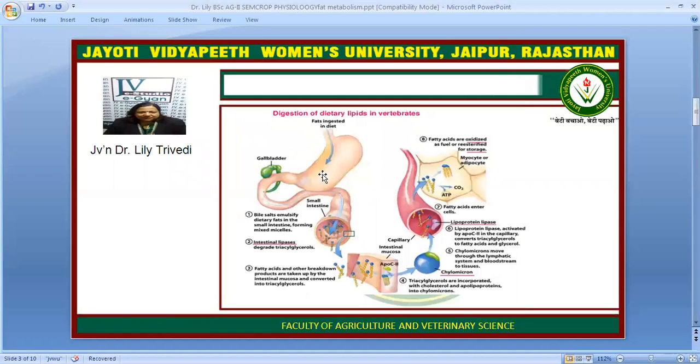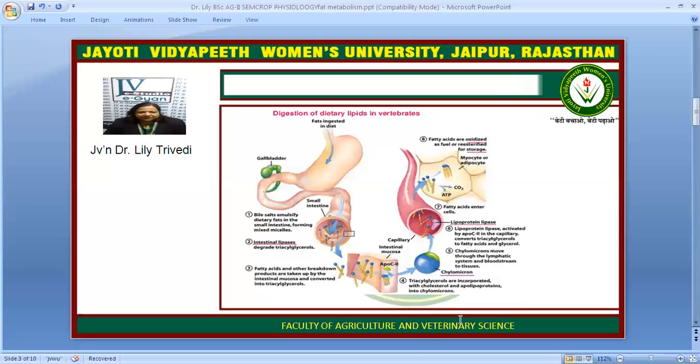The fat is ingested in the diet, and from the gallbladder the juices come out, and then here we have the small intestine. The bile salts emulsify the dietary fats in the small intestine, forming mixed micelles. Now, what happens here? The intestinal lipase degrades the triglycerides. The fatty acids and others break down and are taken by the intestinal mucosa and converted to triglycerides.